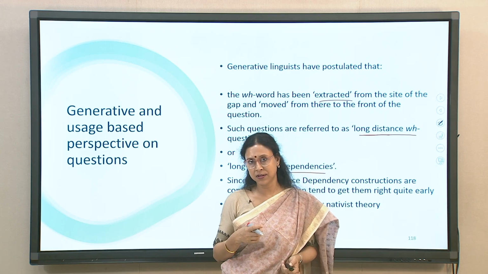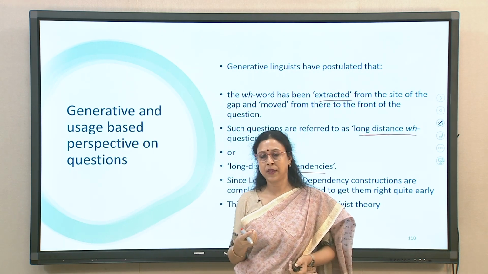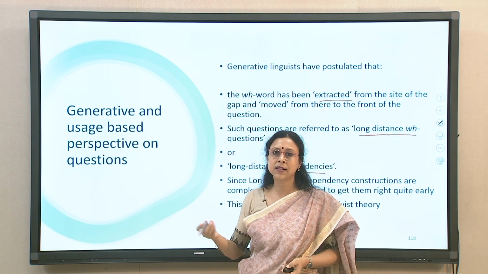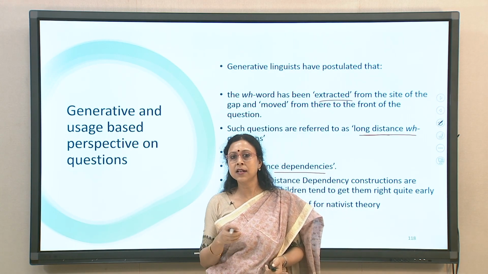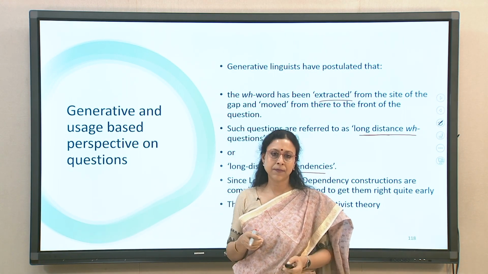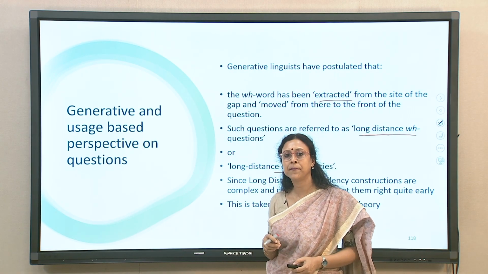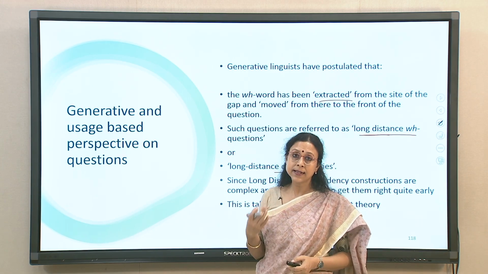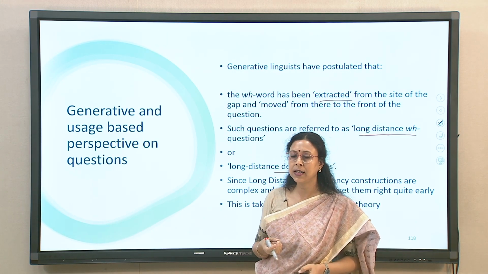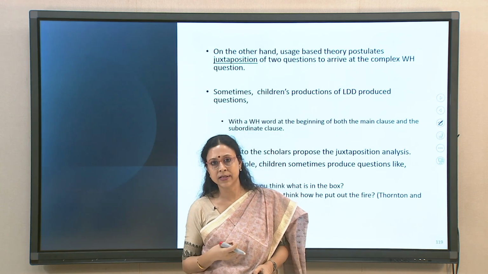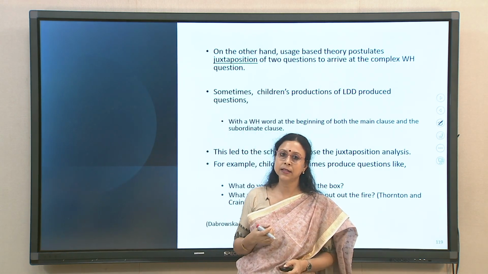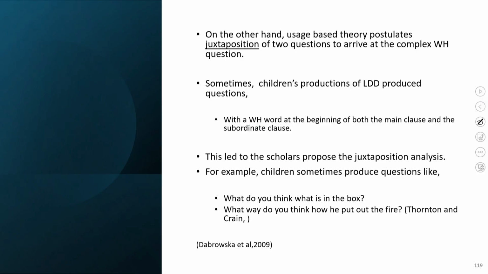These are complex structures. Who do you think killed the tiger, let us say. So, these kinds of structures are not very simple, and because they go through all these kinds of movements and various kinds of permutations and combinations, and children tend to get them right quite early in life, it is proof for the nativist theory. However, on the other hand, usage based theory postulates a slightly different understanding of how questions are formed, how WH sentences are formed.